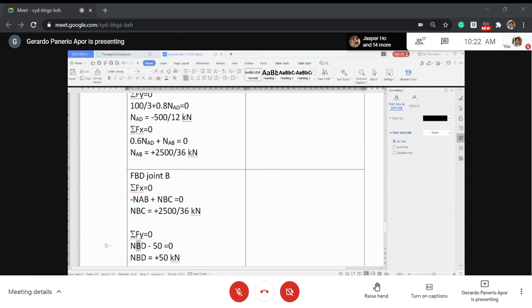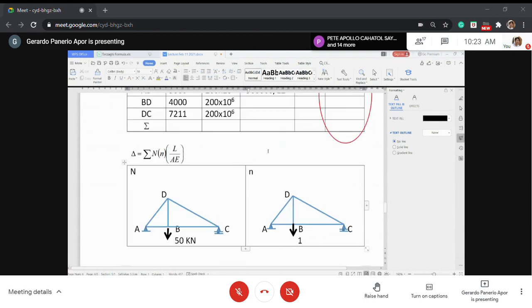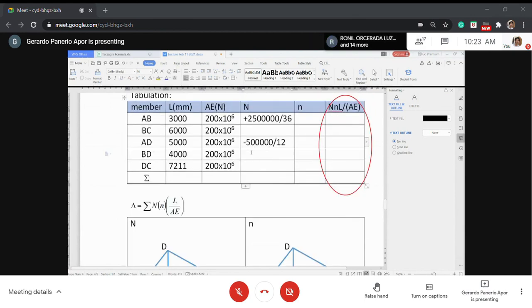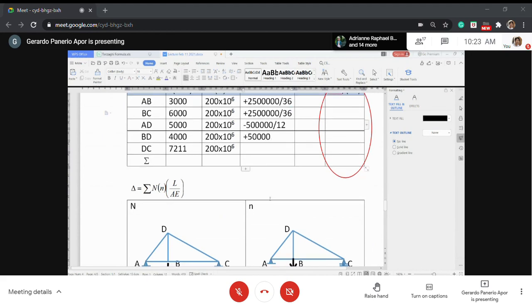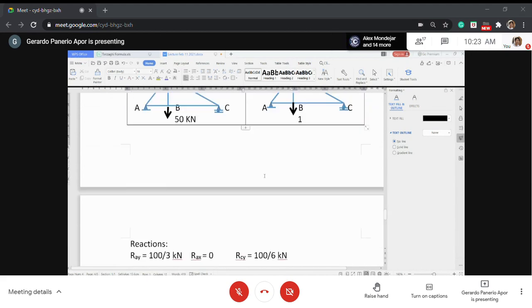So these are all subscripts. So what we got here, N_BD is positive 50, and N_BC is the same as N_AB plus 2,500 divided by 36. Okay. Now for DC, that's for you to work out.